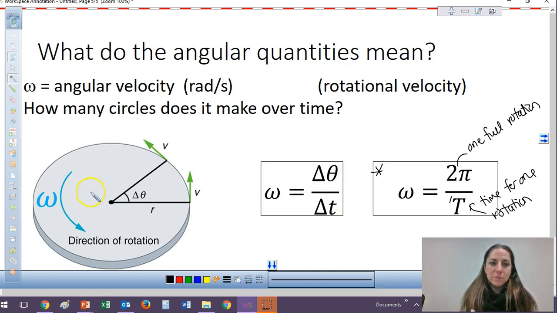So again, just to make a distinction, omega is always going to be a curved arrow, where linear velocity is going to be this v right here. And this is always measured in radians per second, unless of course otherwise specified, but I know specifically on the AP and homework problems you're going to measure in radians.